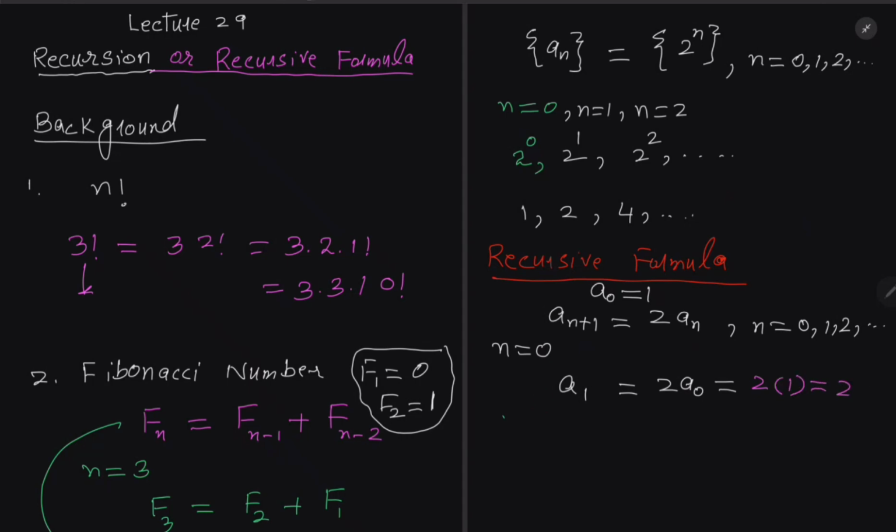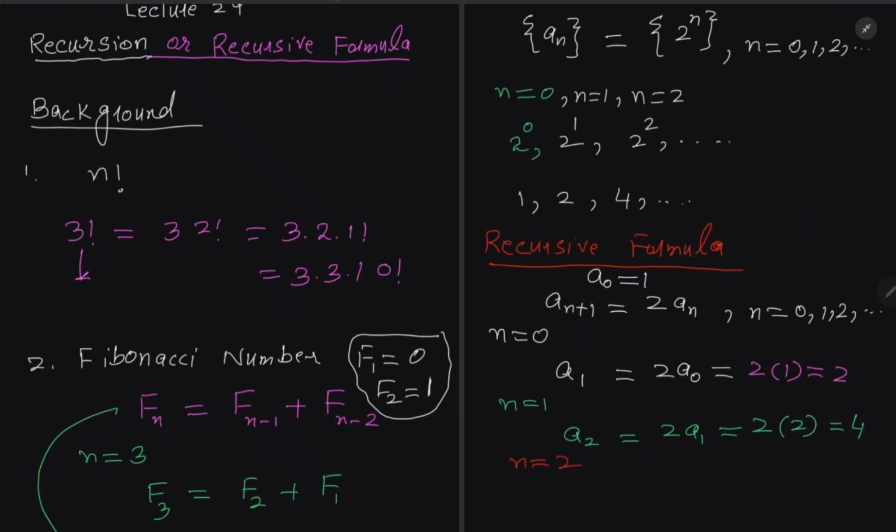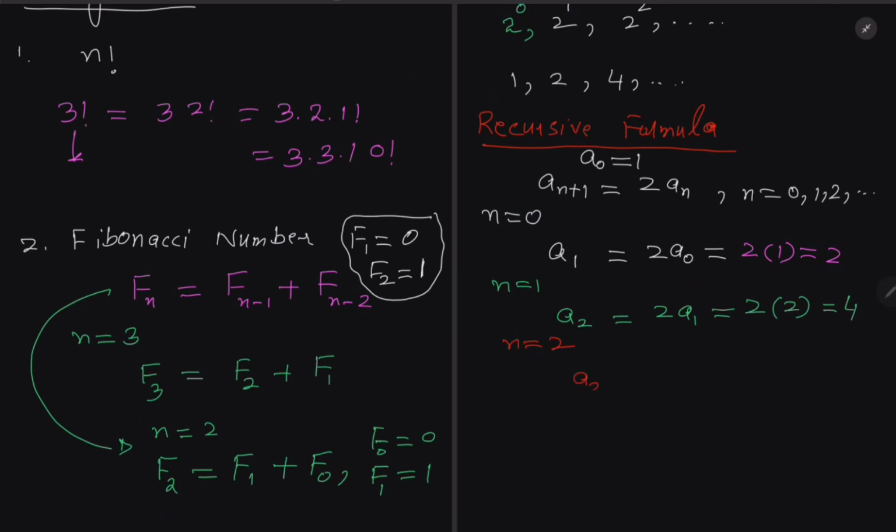So when a0 is equal to 1, we get a1 equal to 2 times 1, which is 2. Similarly, when n is equal to 1, a2 is equal to 2a1, and a1 is 2, so we get 4. Then for n equal to 2, a3 is equal to 2a2, and a2 is 4, so we get 8. So from that, we can get the sequence as well.